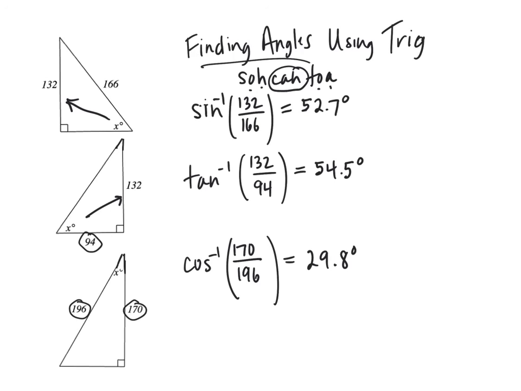Key things to remember are, if you're finding side lengths, you're going to use a normal sine, tangent, and cosine, and you'll be plugging in an angle. If you're finding angles, you use the inverse function, and you plug in a ratio, and your answer ends up being an angle.